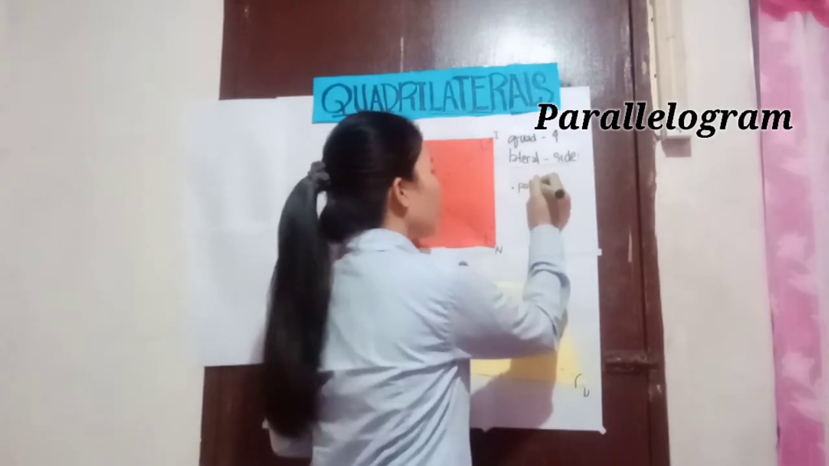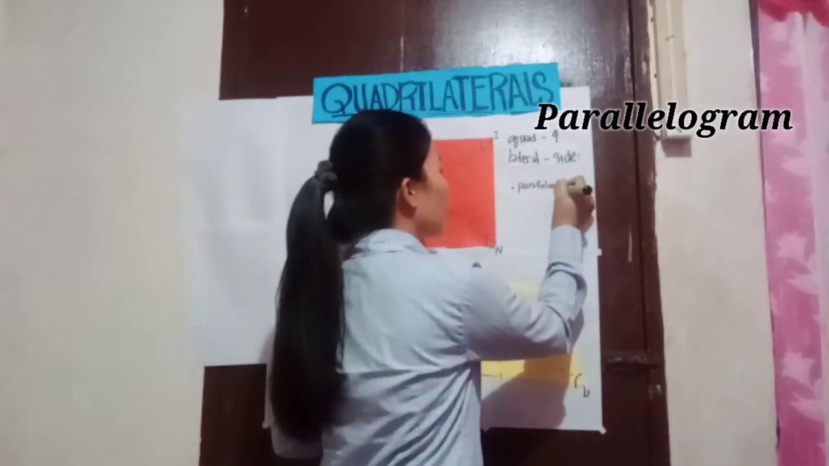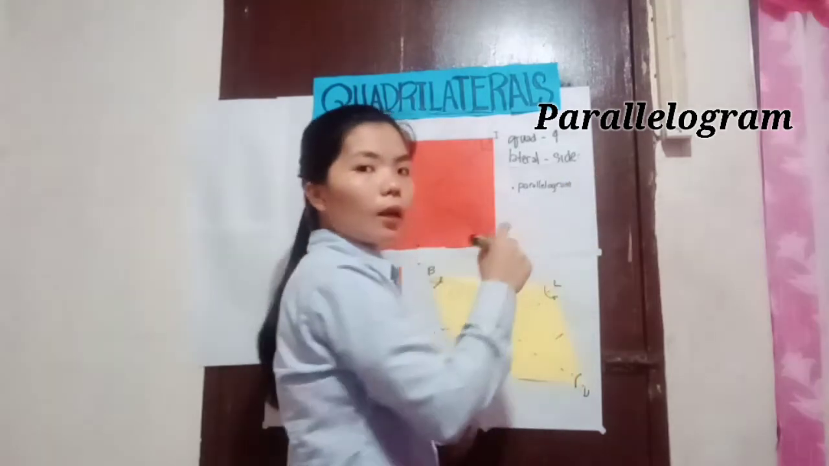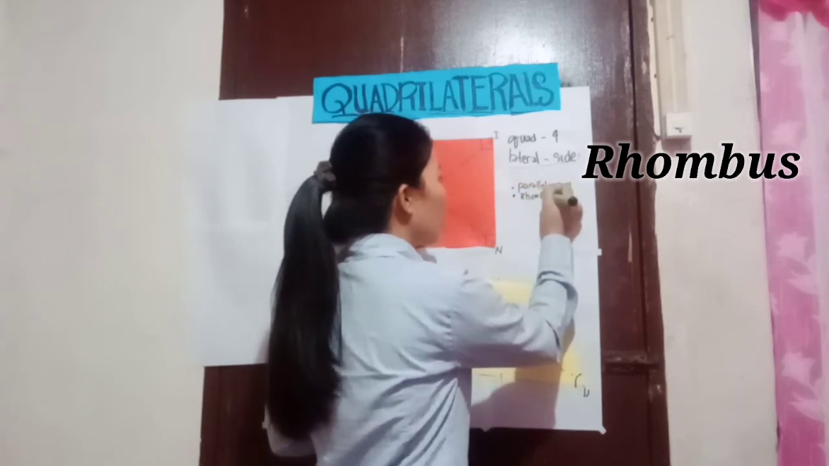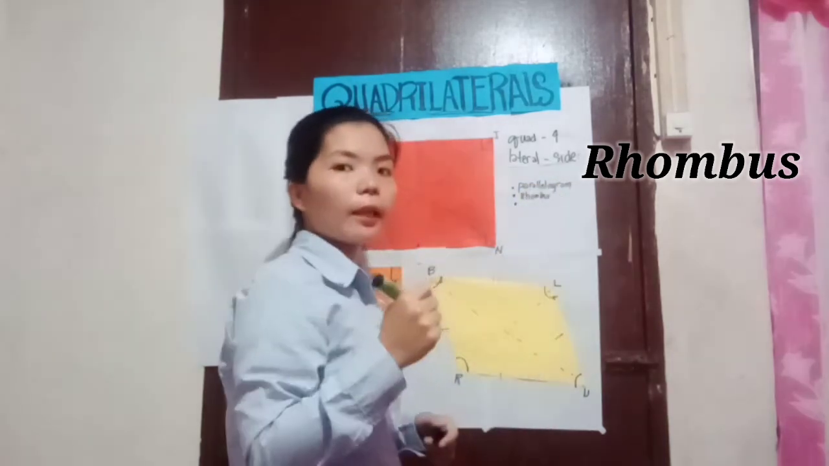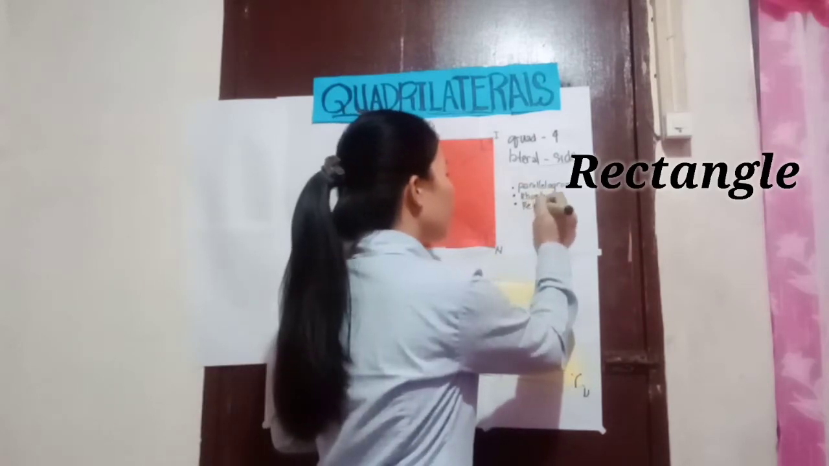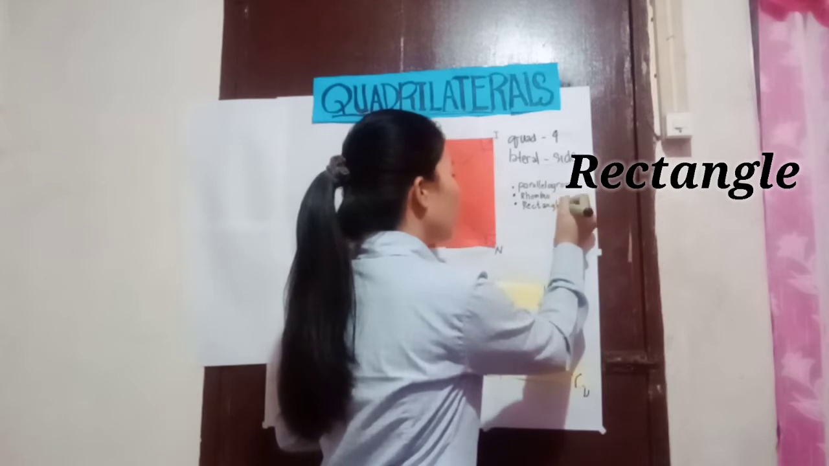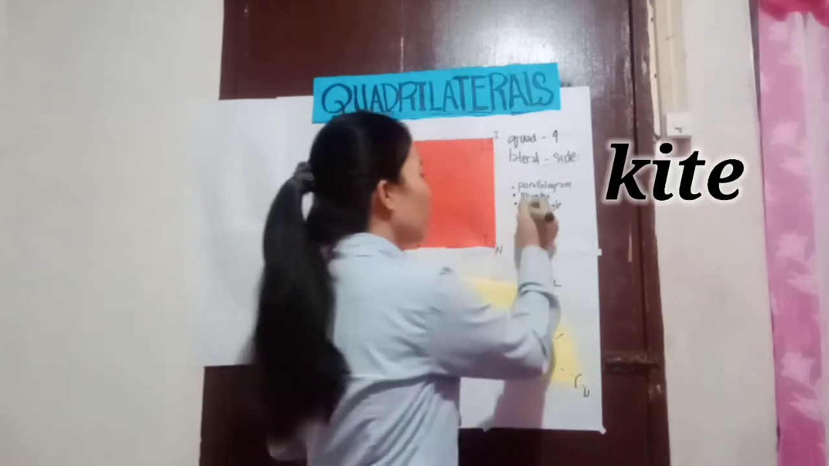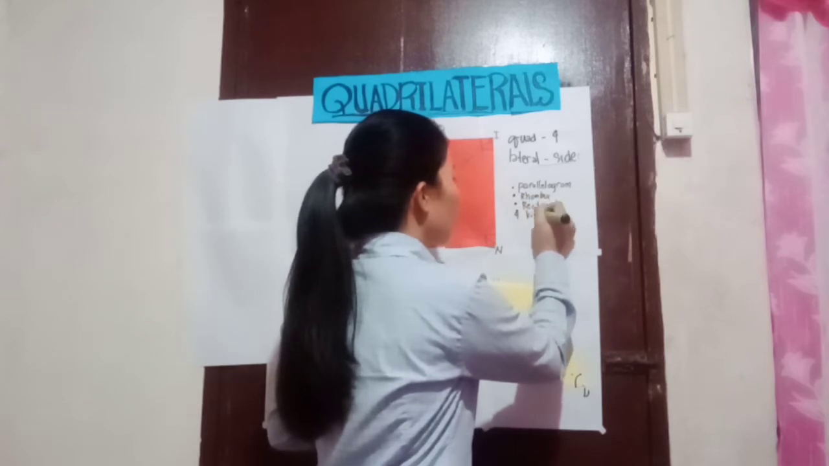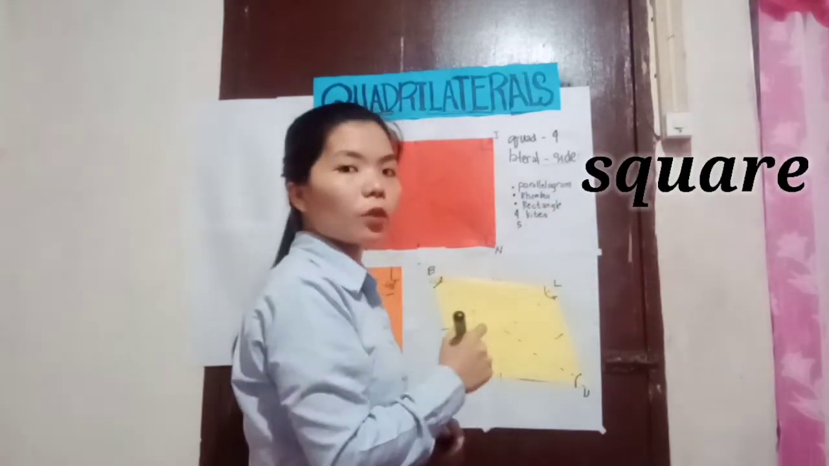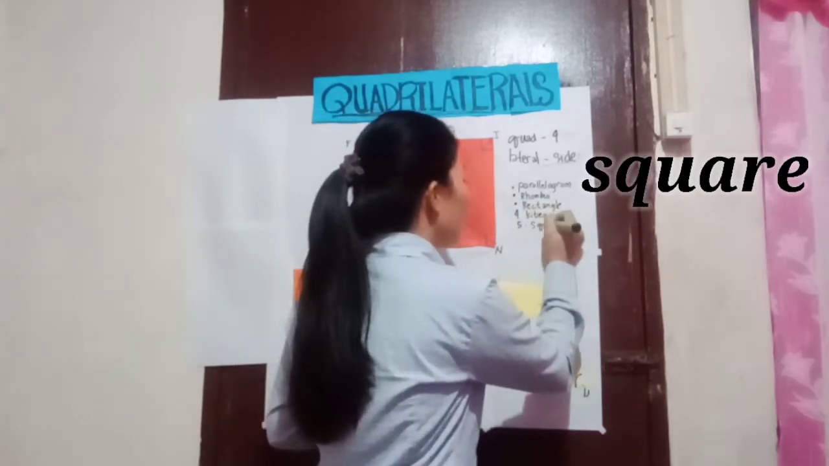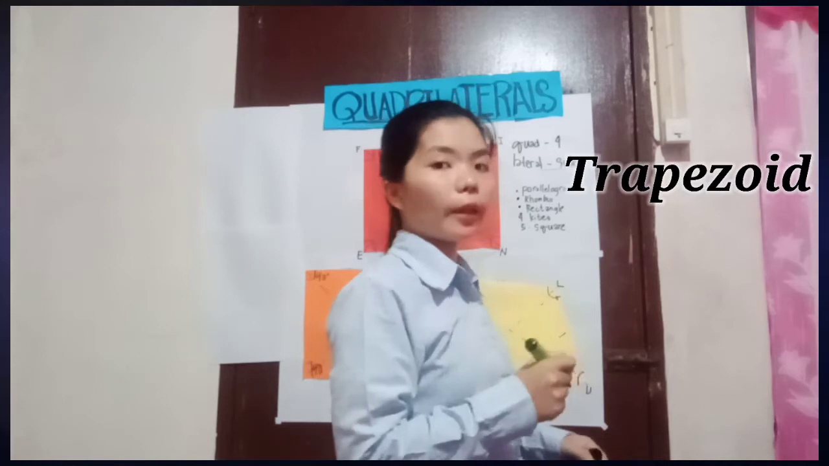number 1, parallelogram, number 2, rhombus, number 3, rectangle, number 4, kites, number 5, square, and last is trapezoid.